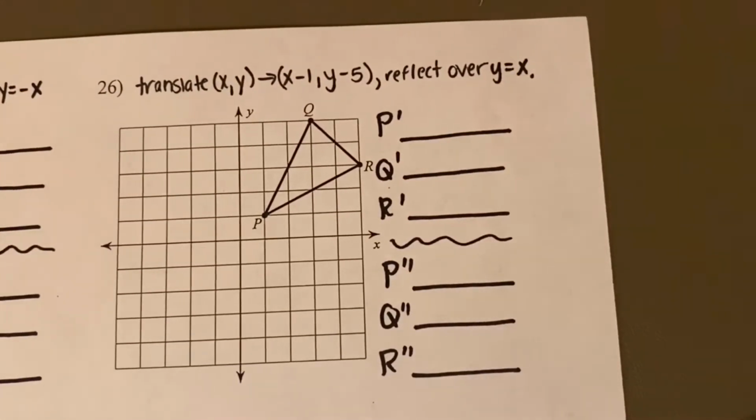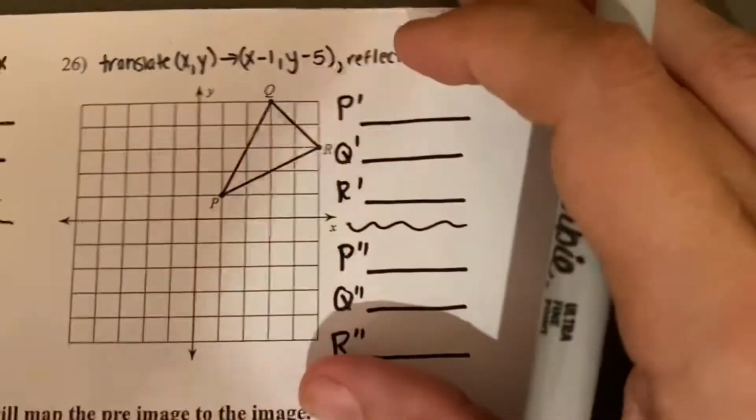Hey, now I'm going to talk about page 5 and 6. I don't have time to do every one, but we can look at this one together. This should be 1 left and 5 down. So we go 1 left, 5 down. Bam, P prime. 1 left, 5 down. R prime. 1 left, 5 down. Q prime.